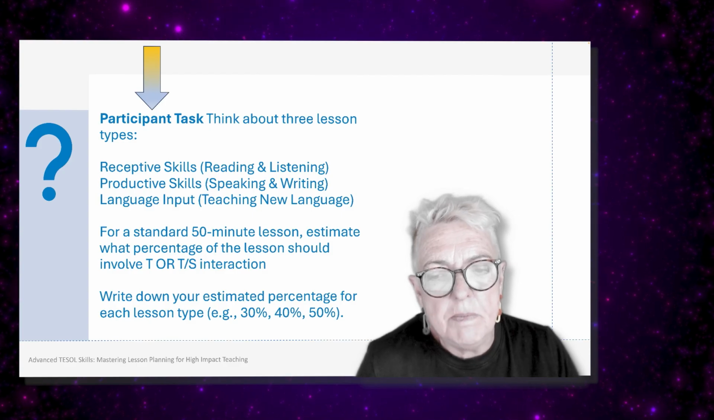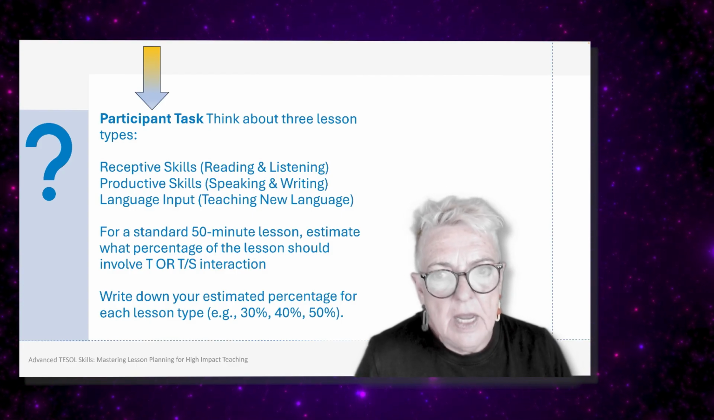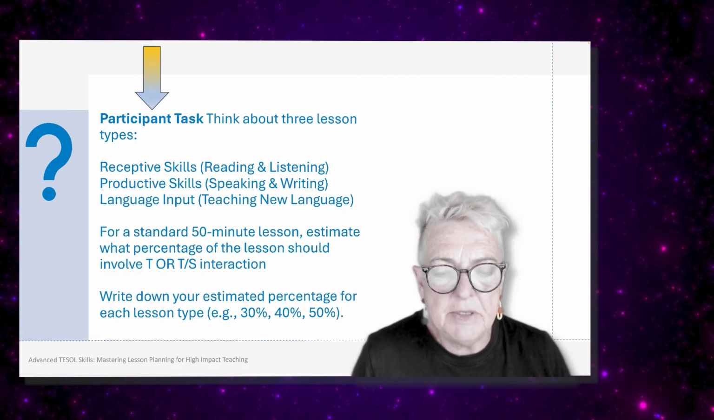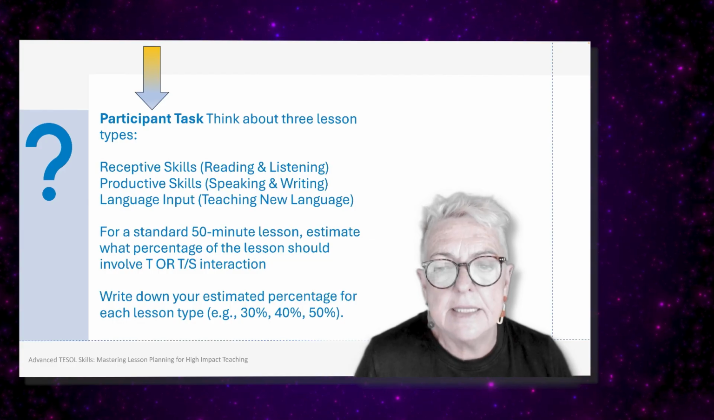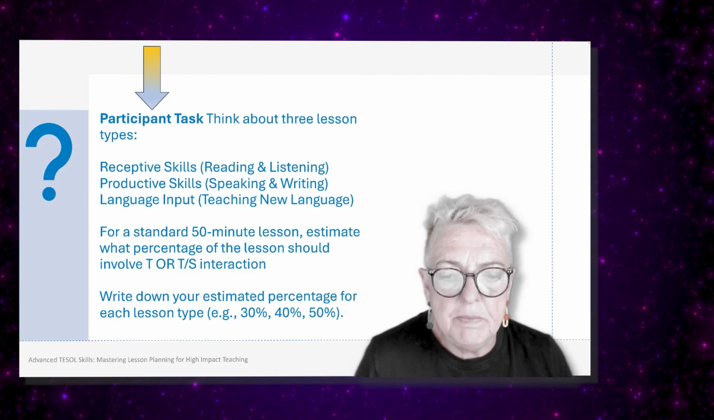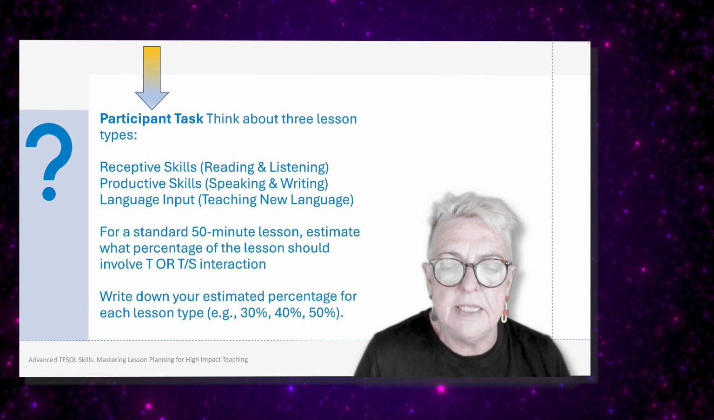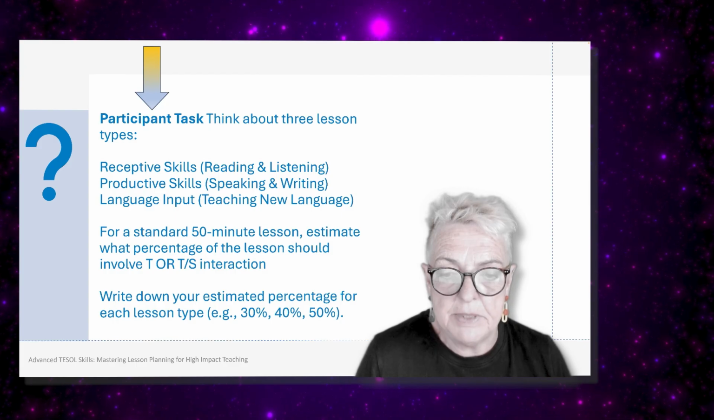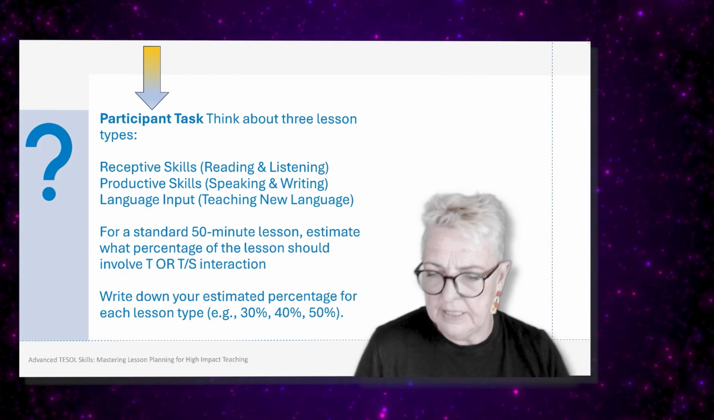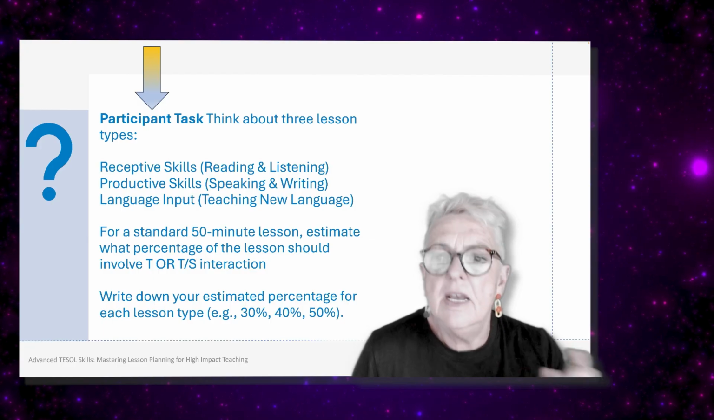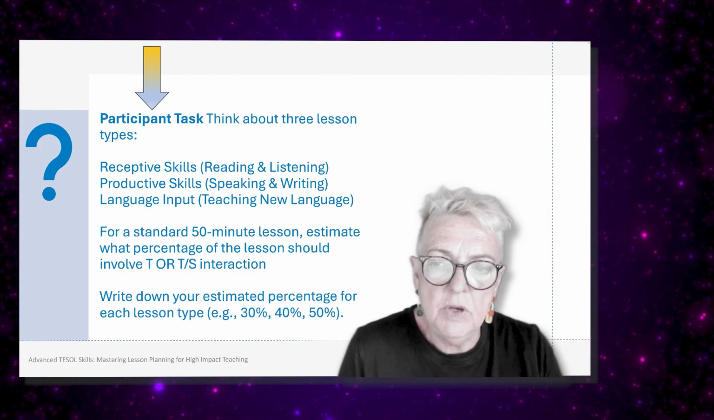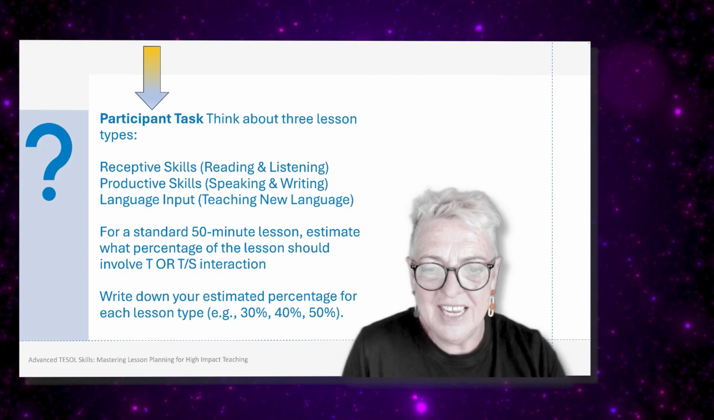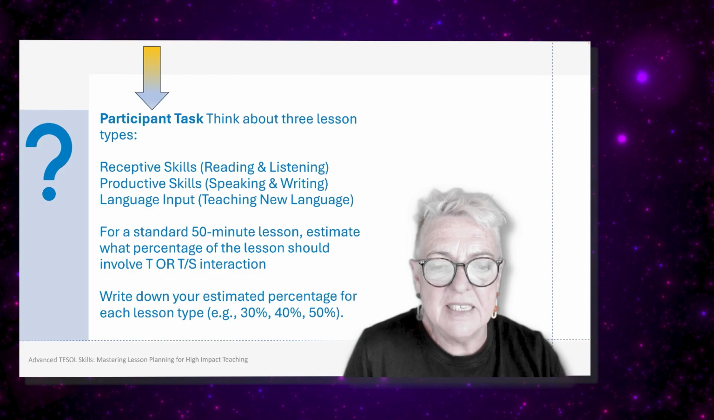So imagine, in a 50-minute or 100-minute, whatever, reading receptive skills lesson, what percentage do you think should be TS? Write down your estimated top percentage of TS. What would you allow for each of the 3 lesson types? Is it going to be 30, 40, 50, 60, 70%? Have a think. Would they be the same or would they be different? Which one would be more? Which would be less? Okay, hit the pause button and come back when you're ready.